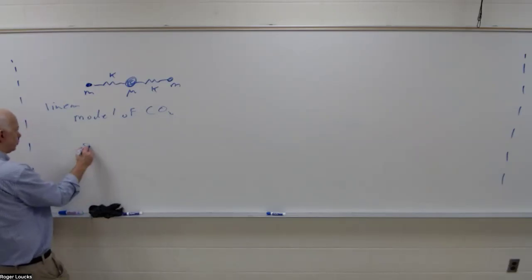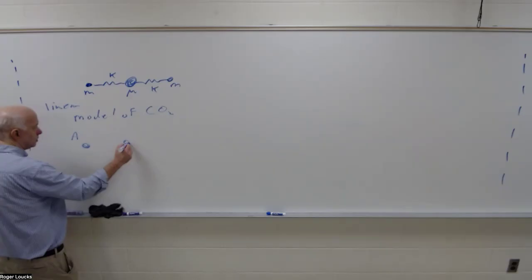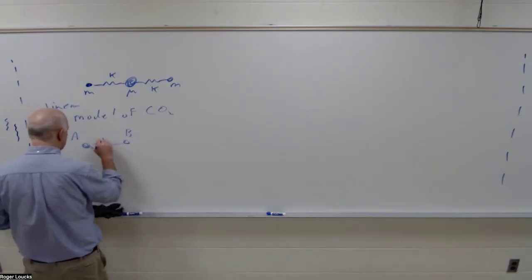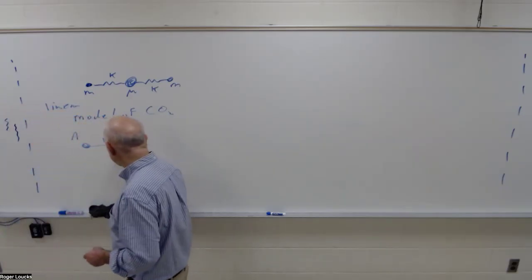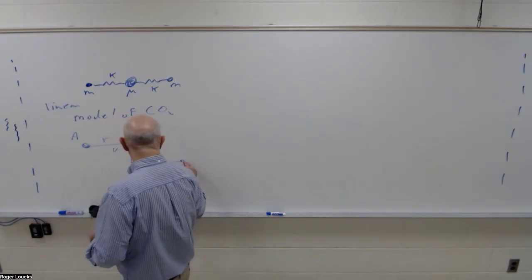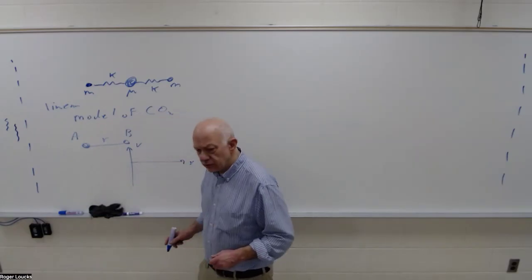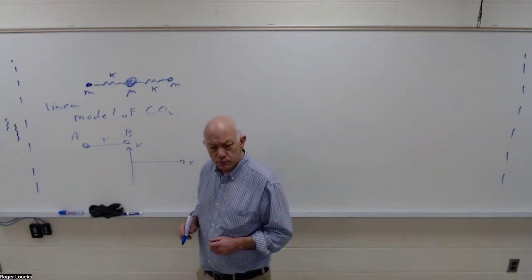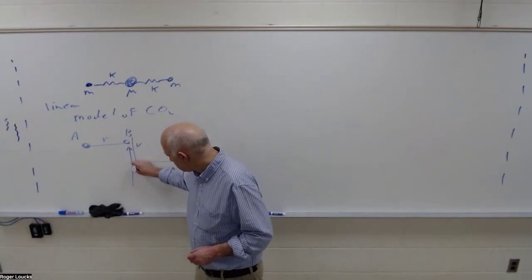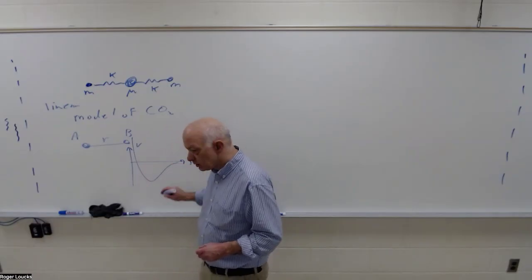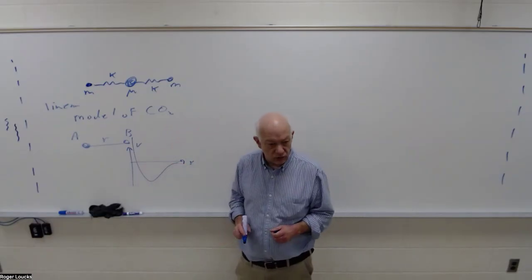Well, if you were to have two atoms here, A and B, like this, so let's say this is R. If you were to plot the potential energy, V of R, how does it look for two molecules? Kind of has this shape here like this. That's what almost all two-body interactions look like at some level.